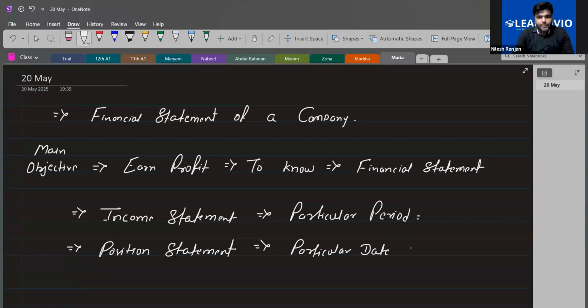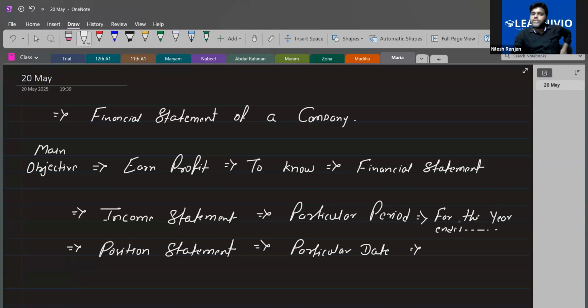Now, what does it mean? It means the result is not related to one day. It is related to the whole year, or 3 months or 6 months. So that's why at the end of the year we prepare these two statements, and in the income statement we write "for the year ended." You remember we write this, for the year ended?